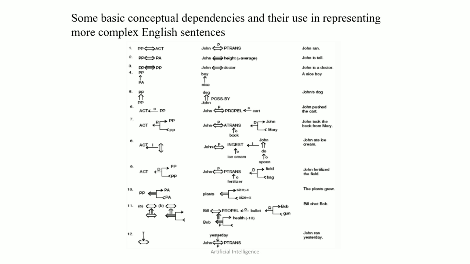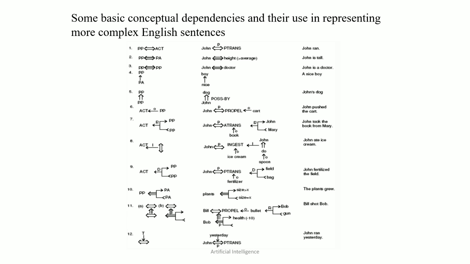So here some examples are considered, and how those examples are represented using conceptual dependency. You can see a simple one, John ran, so PP and ACT are there, and John PTRANS because of a physical location change, right? So John PTRANS. These are some examples.